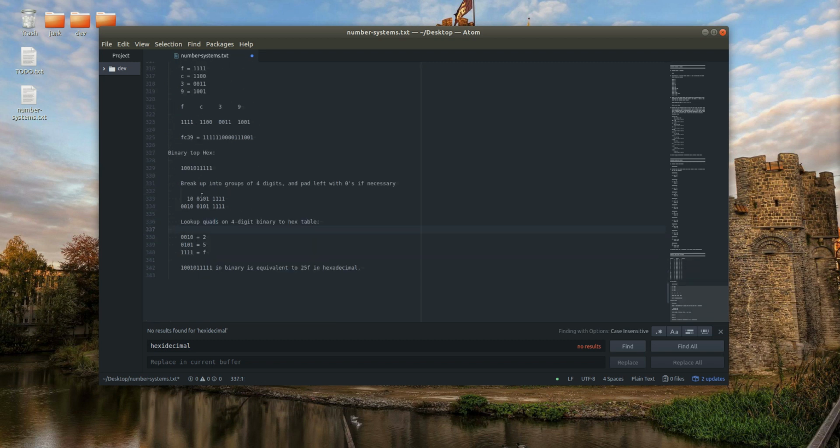And so this is a 2 in hexadecimal, this is a 5 in hexadecimal, and this is an F in hexadecimal. So this number is equivalent to 25F in hexadecimal. And notice how different the sizes of these numbers are in terms of the number of digits.